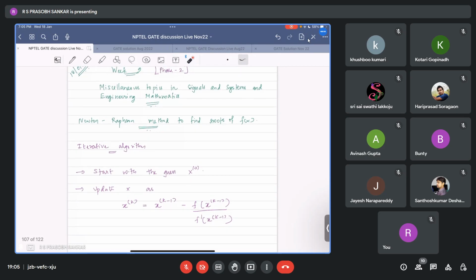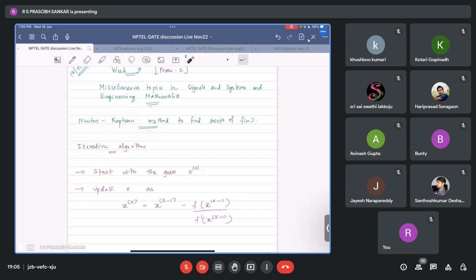Okay, so the first topic that we'll discuss today is the Newton-Raphson method to find roots of f of x. The Newton-Raphson method is one of the many iterative algorithms that we can use to do a variety of things. For example, we can use it to find roots of a function, or to minimize or maximize a function. There are many applications for that.